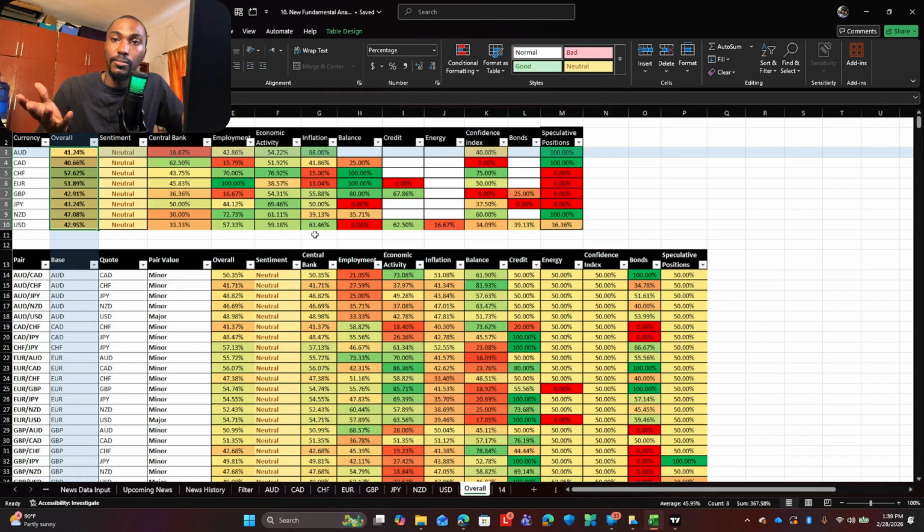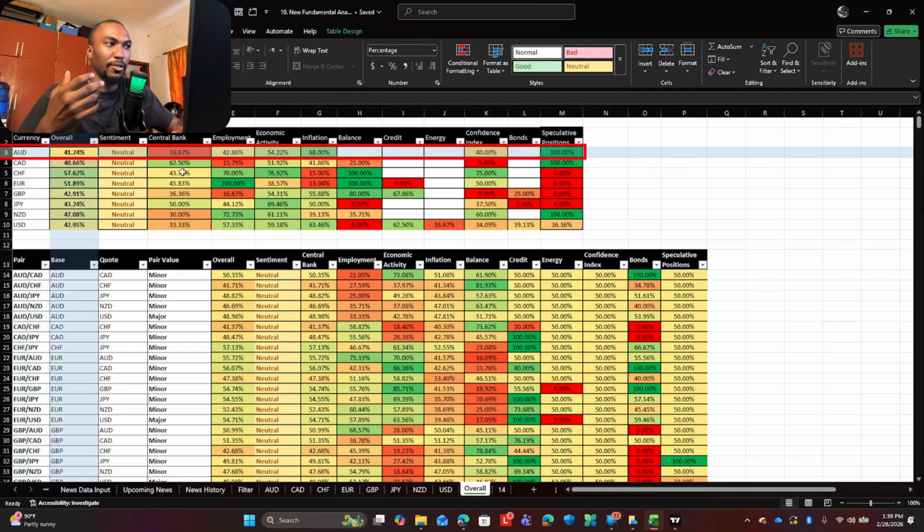Then we have the 14 days. That is all the news that has been released in the last 14 days, calculated into a proper sum. So let's head right into it. Now we have the Australian dollar giving us a 41% overall. How come? How is it 41% overall? They're all in the neutral zone, if you notice.